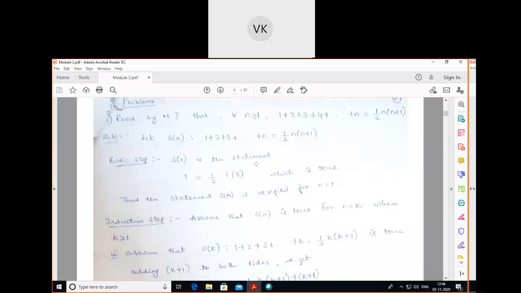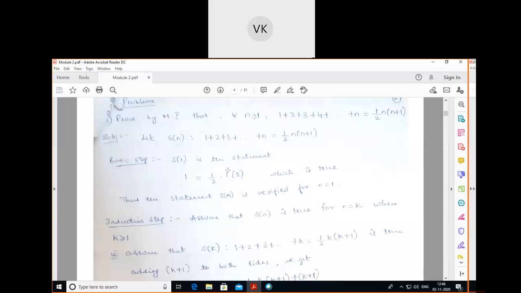S of n becomes s of 1. Why are we going to put 1 only? Because the initial value of n is 1. Since n is more than or equal to 1, n is 1, 2, 3, 4 and so on. So we are going to check with the initial value n equal to 1.